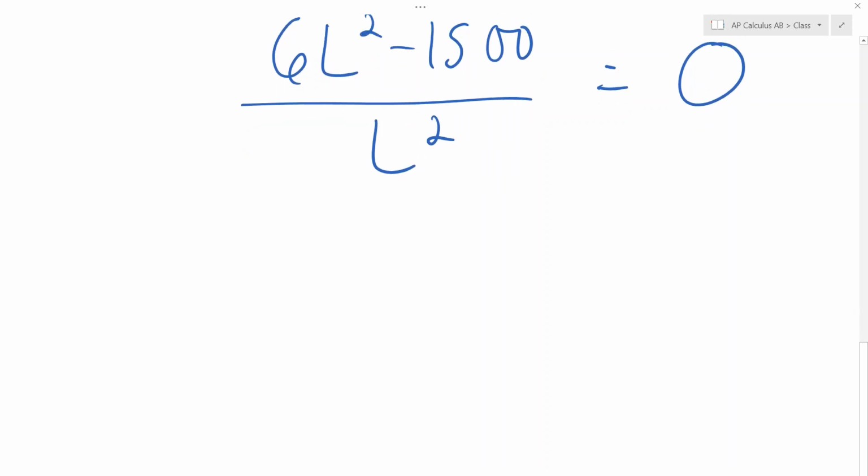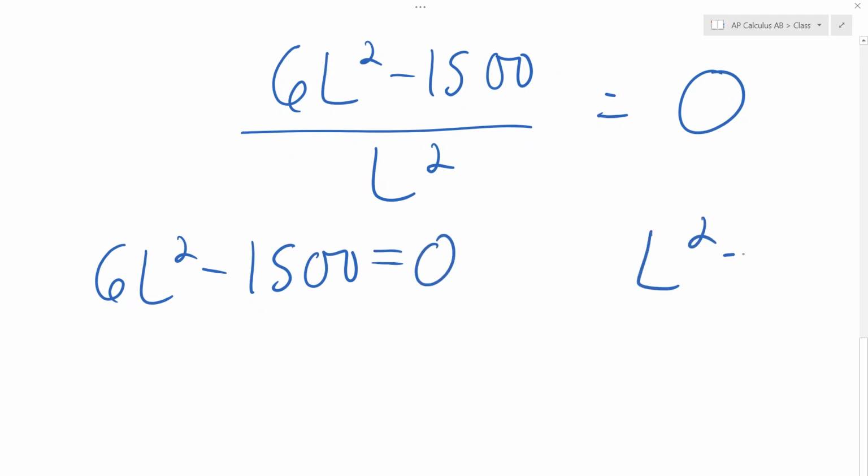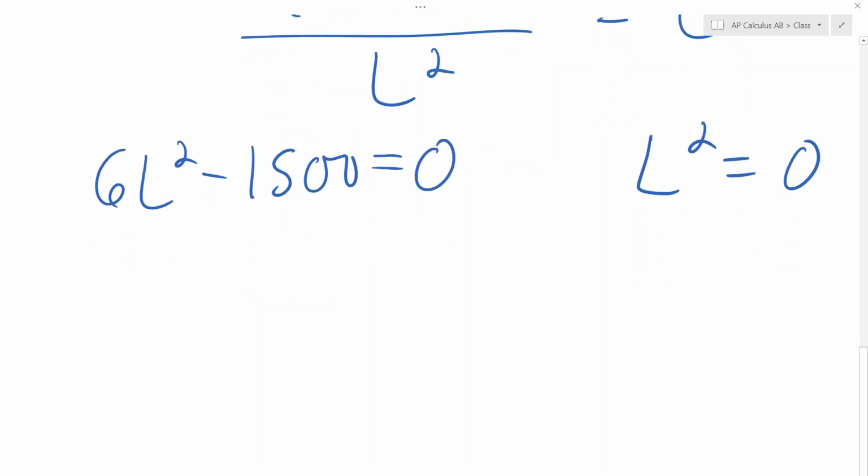All right? So if the top, the numerator, is equal to 0, we get this. If the denominator is equal to 0, we get this. So L equals 0 is a critical value. And if you solve this out, you can factor that if you want. You can divide by 6. You get L squared minus, what's 6 into 1500? 250? 250.